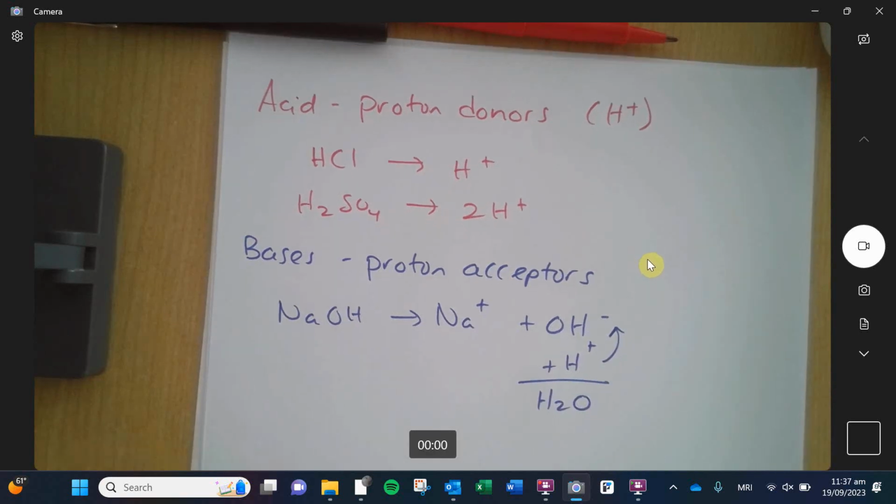They remove the hydrogen ions, where acids release hydrogen ions. You get that? Sure.